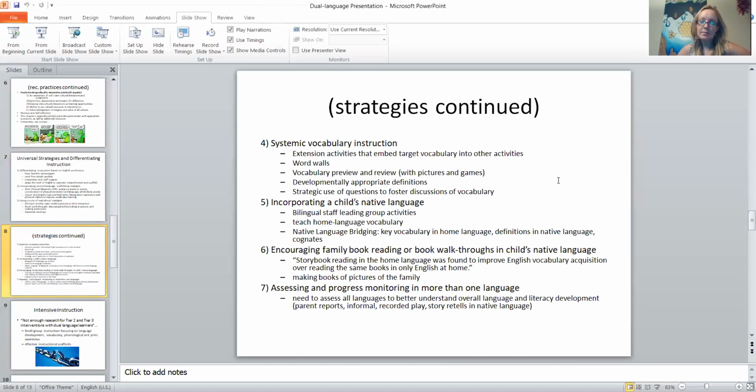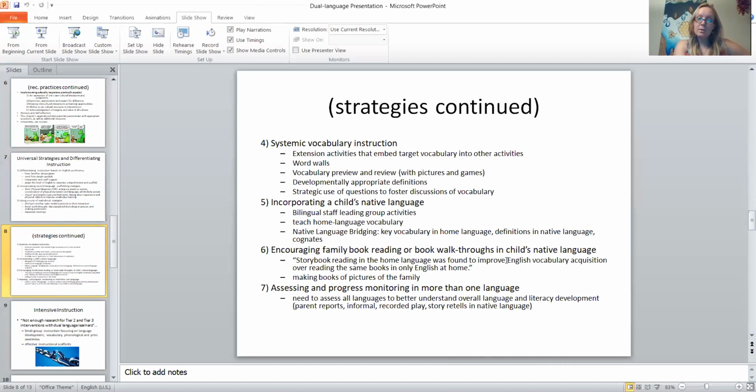And that leads into native language bridging, which is key vocabulary in their home language, and the definitions in their native language. That includes cognates. Cognates are words that sound really similar and have the same meaning. So Spanish and English, for example, have quite a few. French and English, French and Spanish too, and cognates definitely aren't for all the languages, but you want to teach them when they exist.